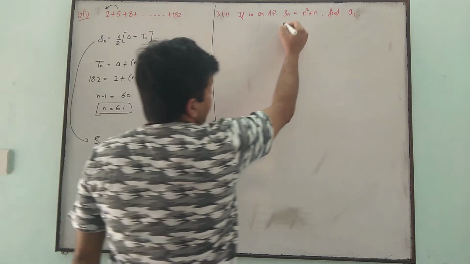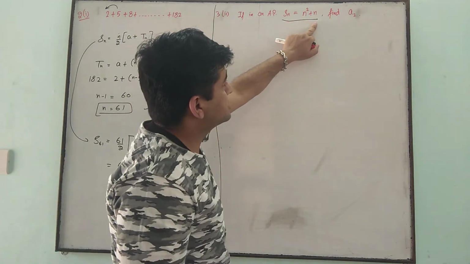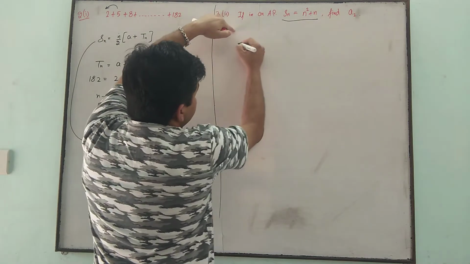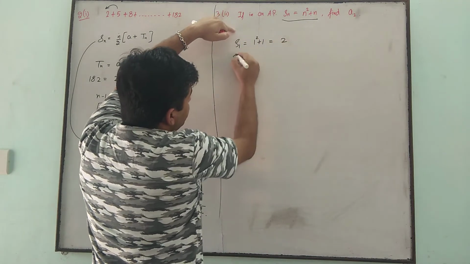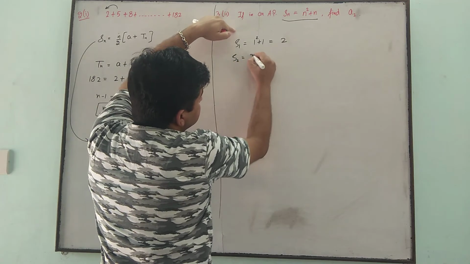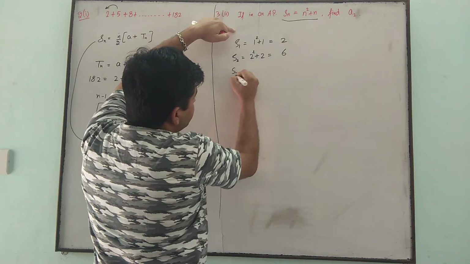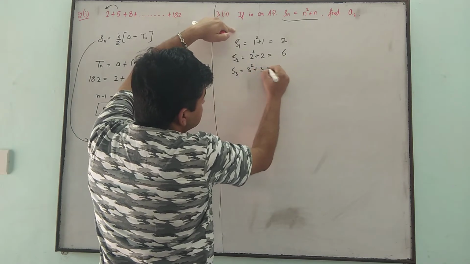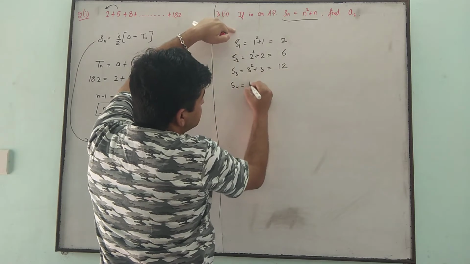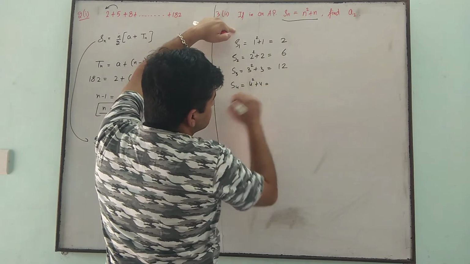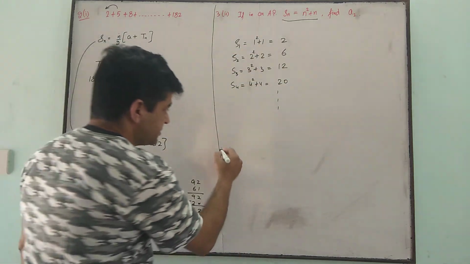Next question is, he said Sn. In an AP, Sn is given by this. If we put 1 here, 2 here, 3, 4, and so on. Now see, what is this?